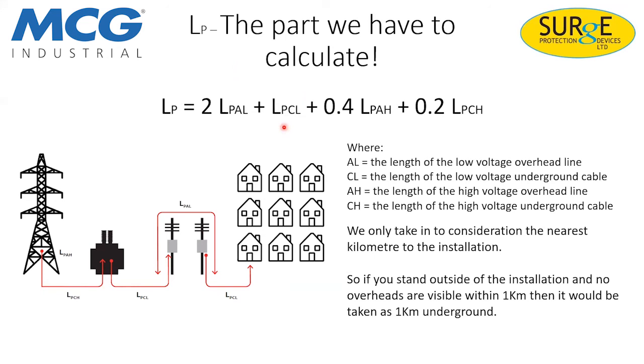If you stand outside of your installation, you can see overheads and they're about 200 metres away from your installation. You'd put 0.2 in for underground to get you to that overhead, and then 0.8 in for your overhead to take you to that 1 kilometre. The difference is the overhead you've got to times by a factor of 2.